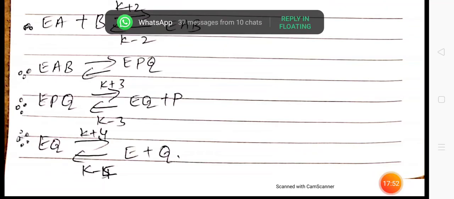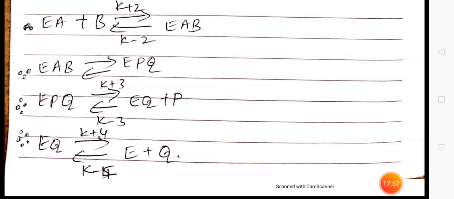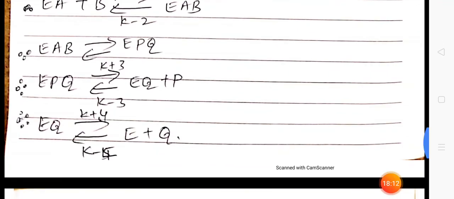Once EAB forms the complex, there is a formation of EPQ, enzyme with product P and product Q. For the next reaction, the forward reaction is K plus 3, and once the complex forms, product P is released first, leaving another complex, EQ. EQ goes in the next reaction with K plus 4, and the reversible reaction is K minus 4. Finally the second product Q is also released, along with the enzyme.